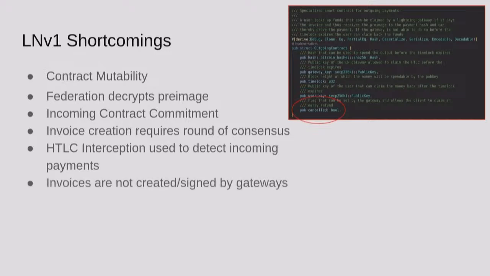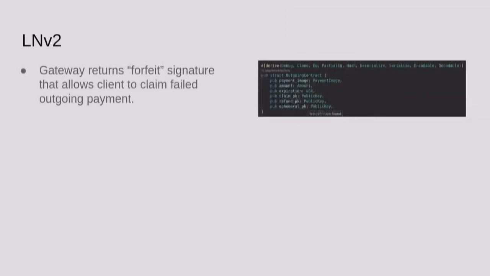And this is somewhat related. In V1, the invoices were created by the clients, and that's why we had to do this fake pub key. Whereas, as we'll get into in V2, we changed that. So I'll hand it off to Joshua to talk about V2.